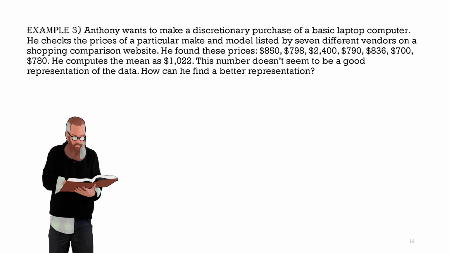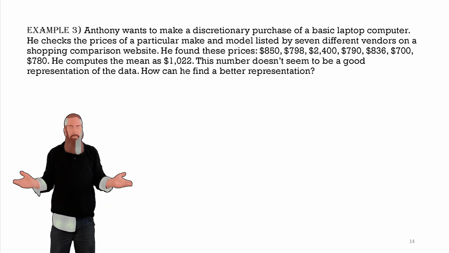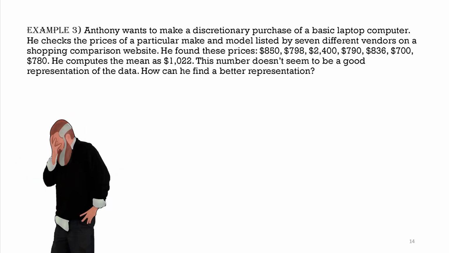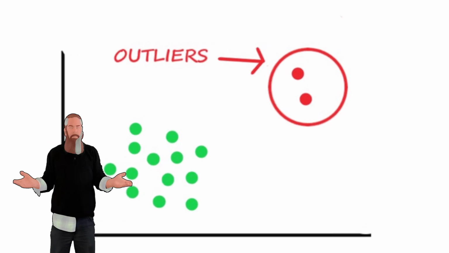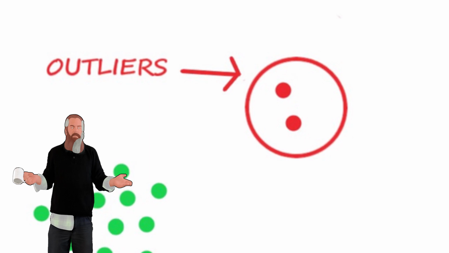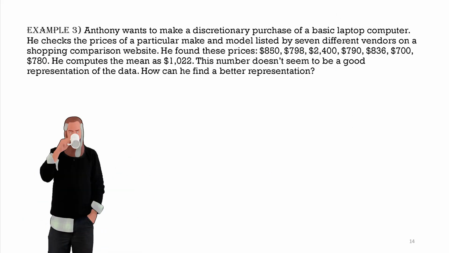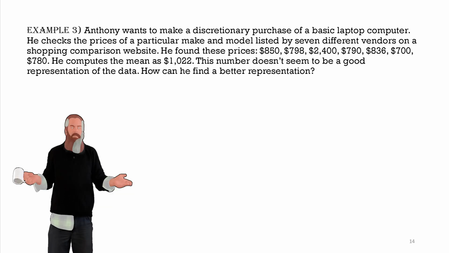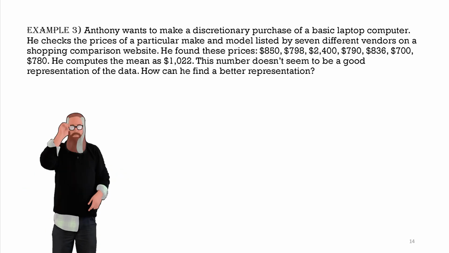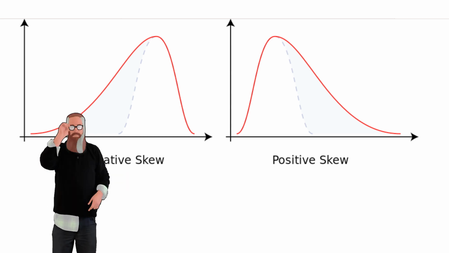He computes the mean to be $1,022. This number doesn't seem to be a good representation of the data. How can he better represent it? In the prices, Andy found that there is an outlier, a piece of data that is extremely different from the rest of the data. When there are outliers, the mean is often not a good representation. In these cases, you can use the median to better represent the data. When the mean of the dataset is not equal to the median, this is a skewed dataset.